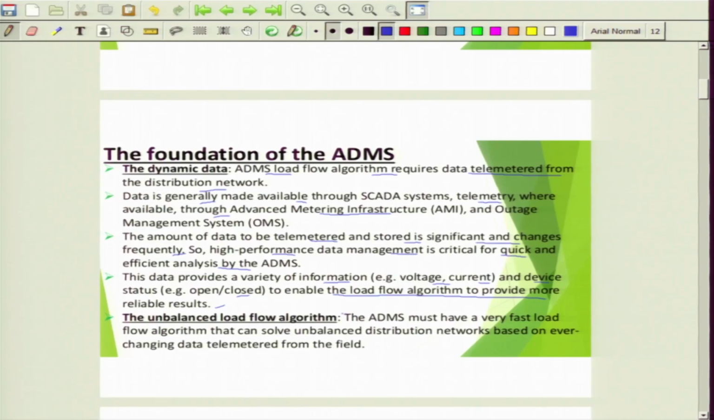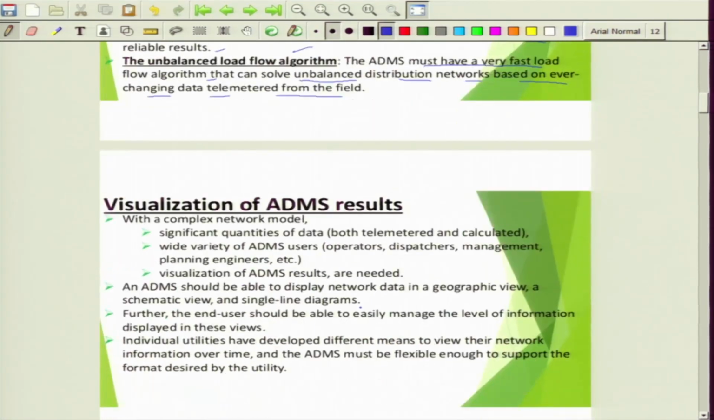Then the unbalanced load flow algorithm. The ADMS must have a very fast load flow algorithm that can solve unbalanced distribution networks based on ever-changing data telemetered from the field. As we are familiar, the distribution system is unbalanced. So, we need to solve this unbalance issue in the distribution network with the advanced features of ADMS. So, this is what we intend to do.